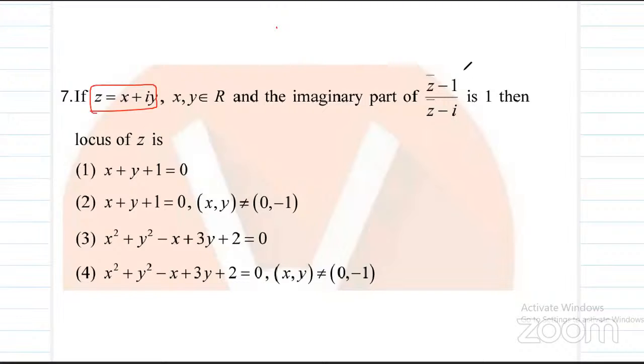Okay, there is one complex number, and its imaginary part is given as 1. So we can start from here. What is the thing that we can do here? What is z and its conjugate?